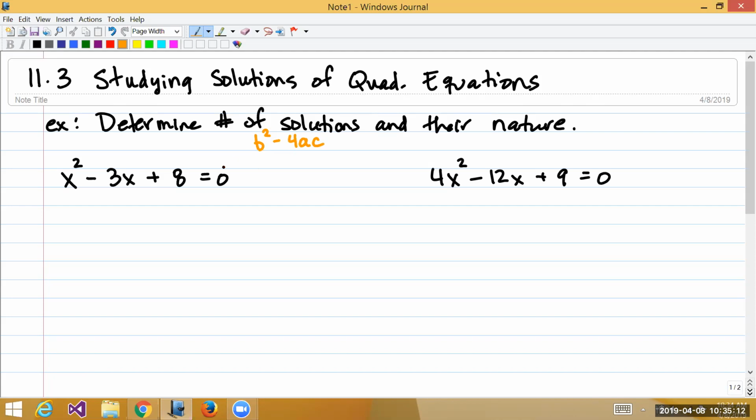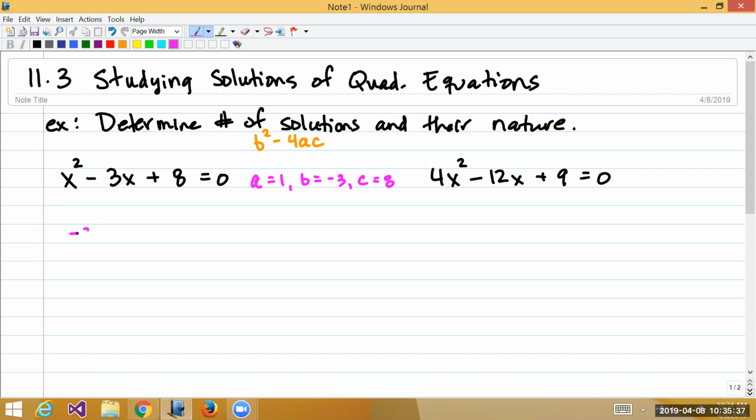In order to find a, b, and c, same rules apply. Completely simplified equation, all terms on one side, 0 on the other. So in this case, we know what a, b, and c are. A is 1, b is -3, and c is 8. So we'll go ahead and substitute that into b squared minus 4ac.